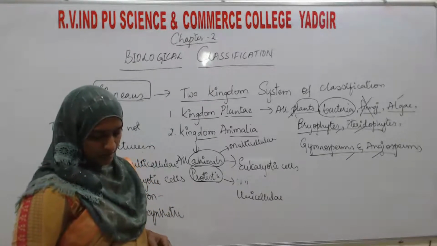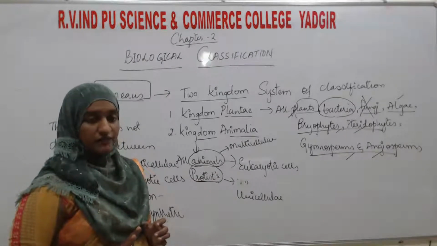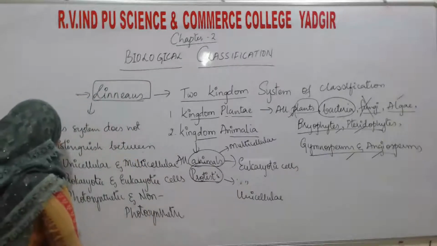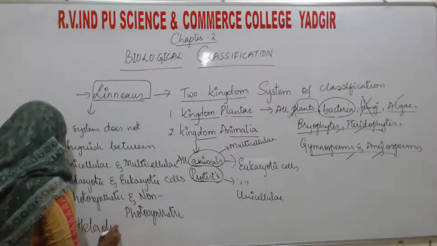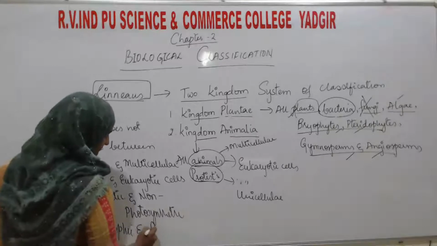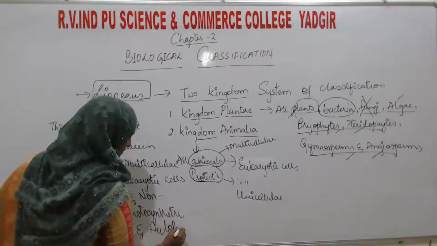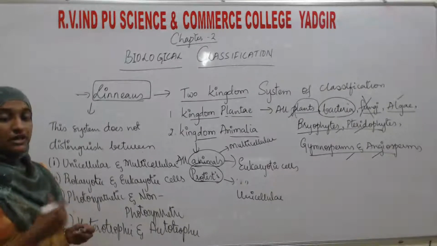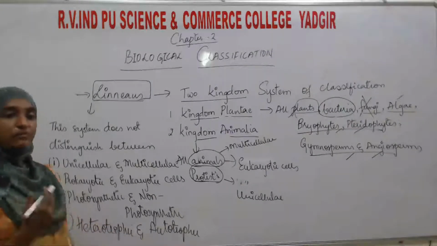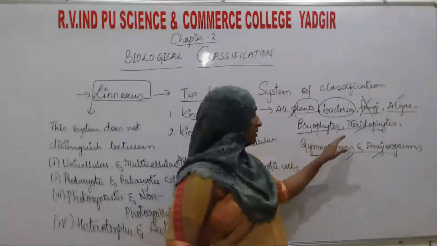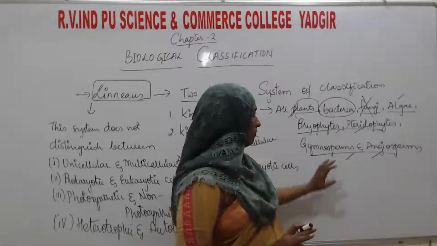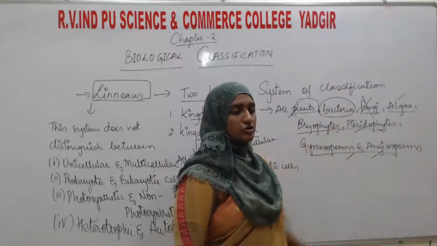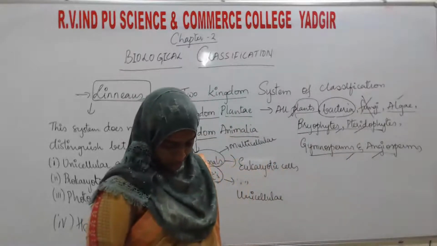And next, the two kingdom classification did not differentiate between heterotrophic and autotrophic organisms. One more point you can write here. What do you mean by heterotrophic? The organism which is dependent on others for food. Autotrophic means which prepare their own food. Here the plants are autotrophs, that we know. But bacteria, fungi, are they autotrophic? No. Some bacteria are autotrophs, most of the bacteria are heterotrophs. And fungi, they are heterotrophs.